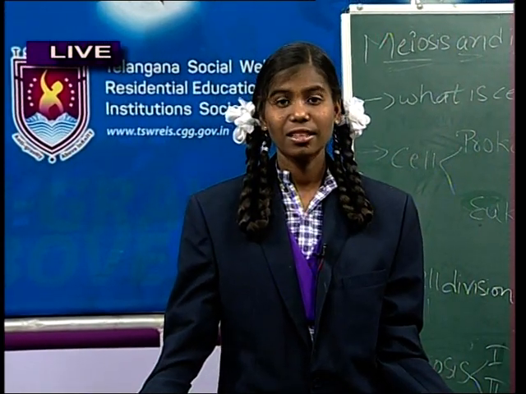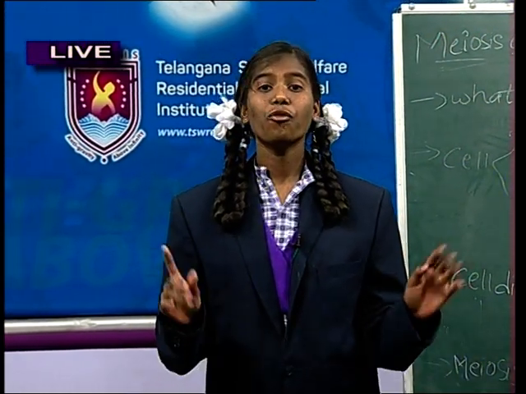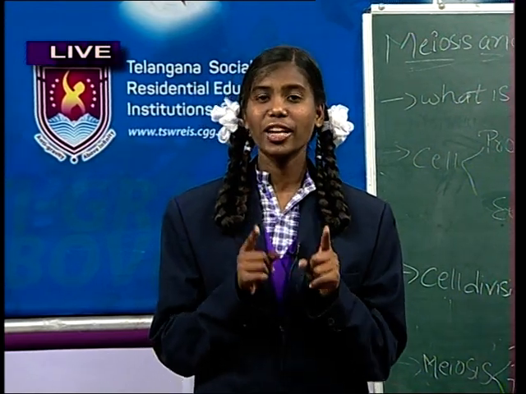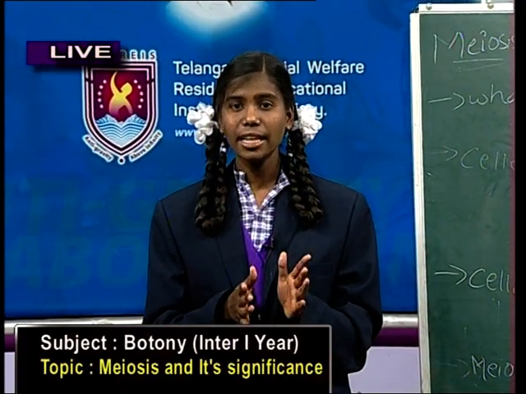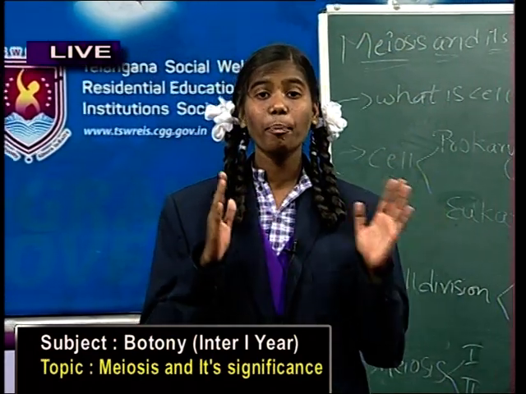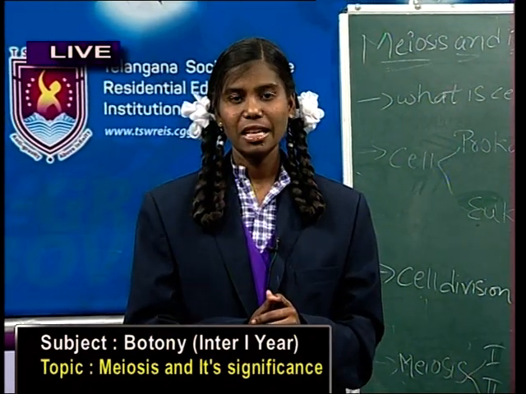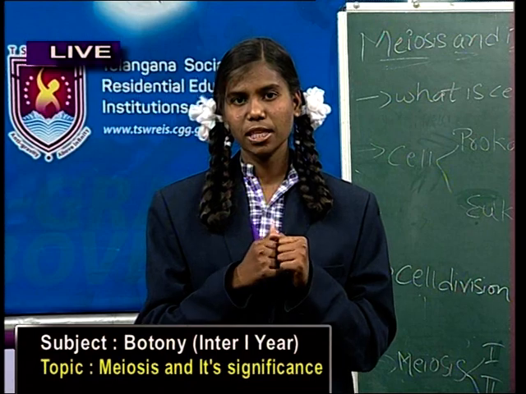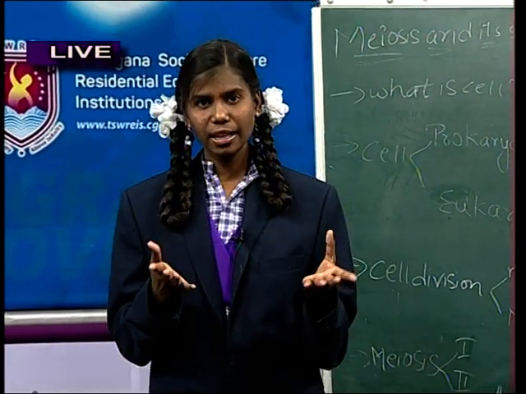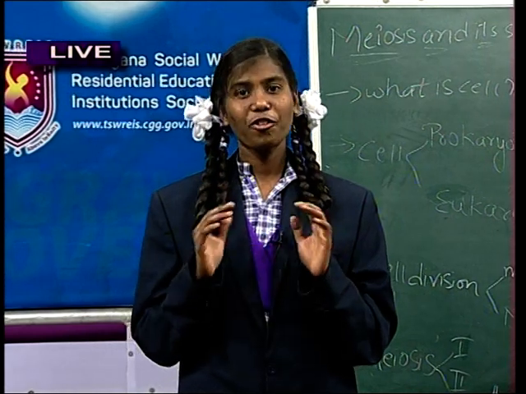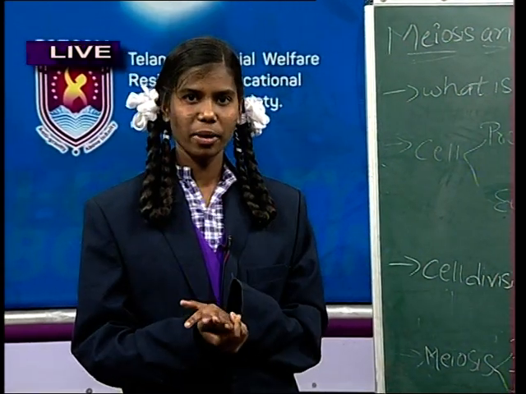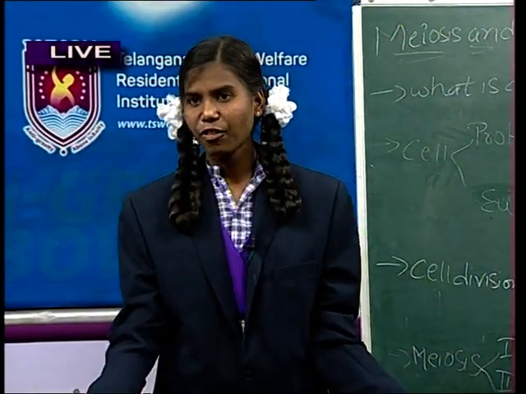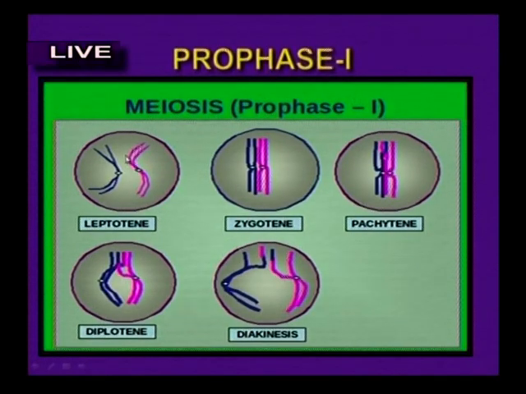So, what is synapsis? Synapsis is the process of pairing of homologous chromosomes. When crossing over occurs, a new DNA is formed. From that new DNA, a new character is formed. So there are 5 phases here. Now let us discuss leptotene, the first stage of prophase 1.